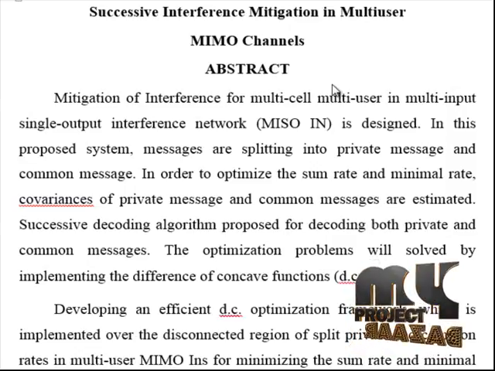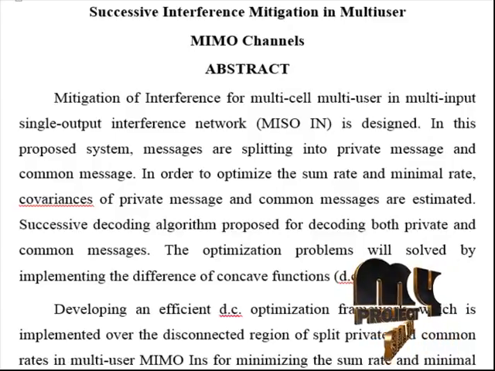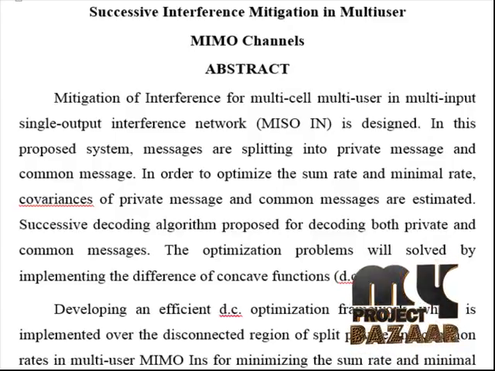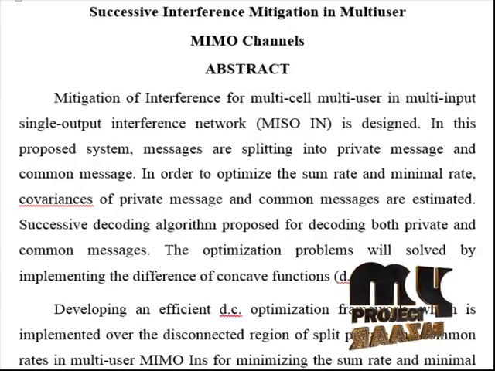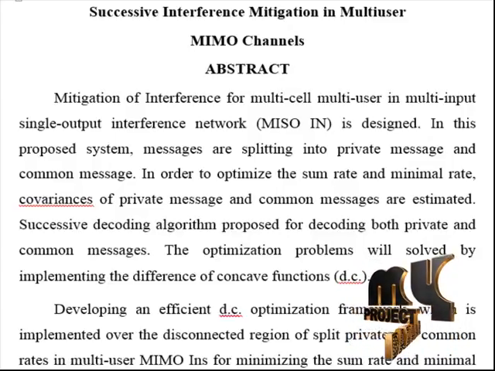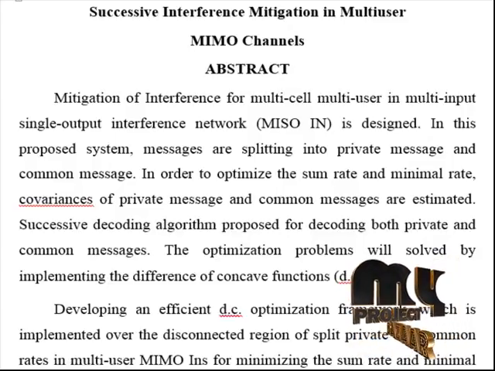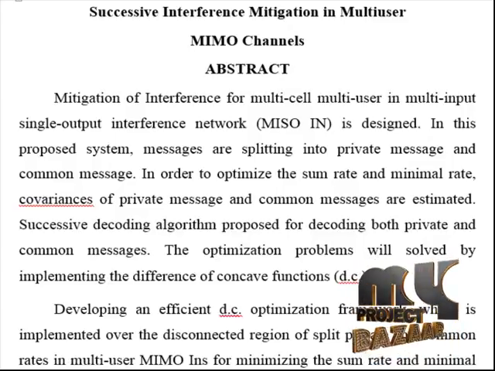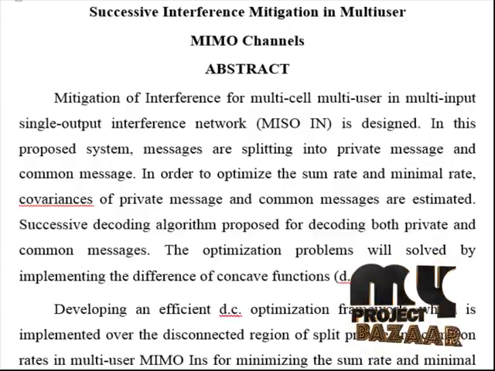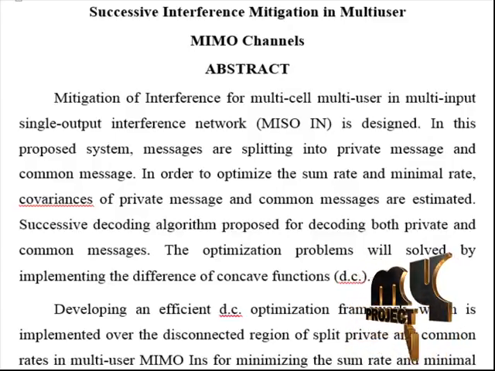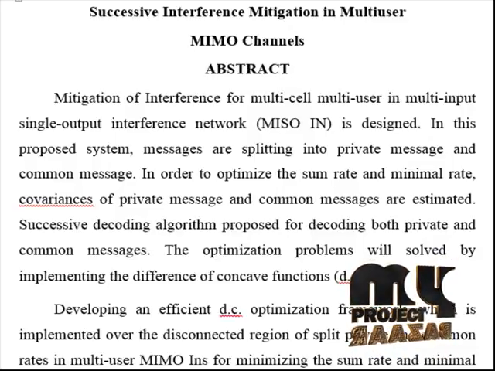Let me discuss the abstract of the project. Mitigation of interference for multi-cell multi-user in a multi-input single-output interference network is designed. In this proposed system, messages are split into a private message and a common message. In order to maximize the sum rate and minimal rate, covariances of private and common messages are estimated. A successive decoding algorithm is proposed for decoding both private and common messages.